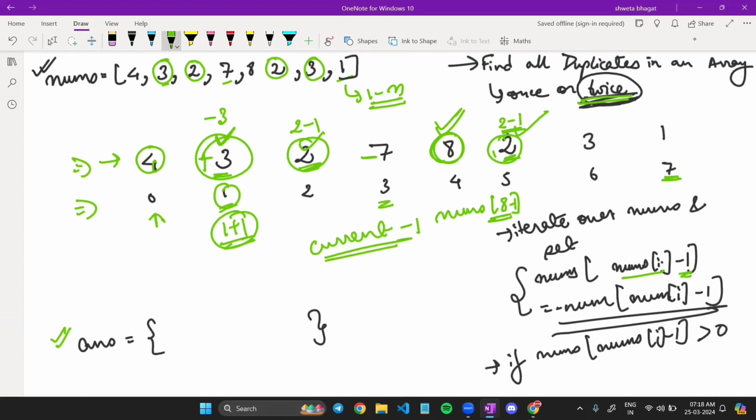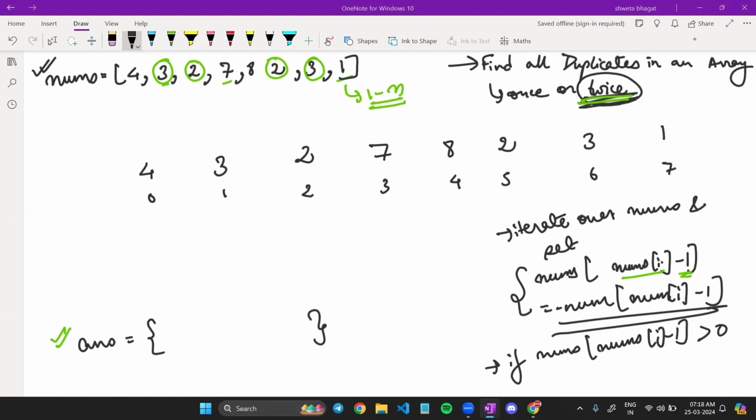Correct. So let's do a quick dry run in order to understand this in a better way. We have to initially iterate over nums to set this. Currently we are at this element, that is 4. So we will set the value present at 4 minus 1, right? 4 minus 1 is 3. So we will turn the element present at the third index to negative. We have 7, so we will get minus 7 over here. Correct?